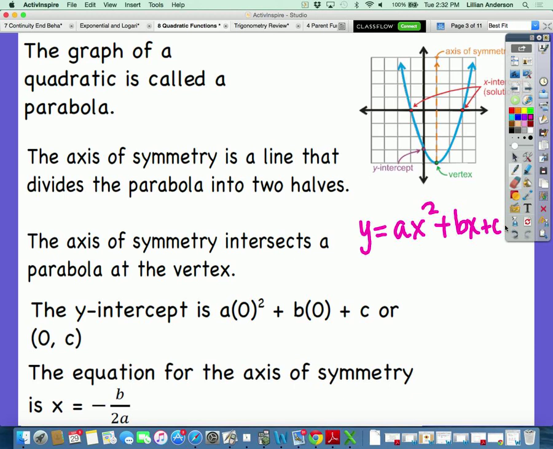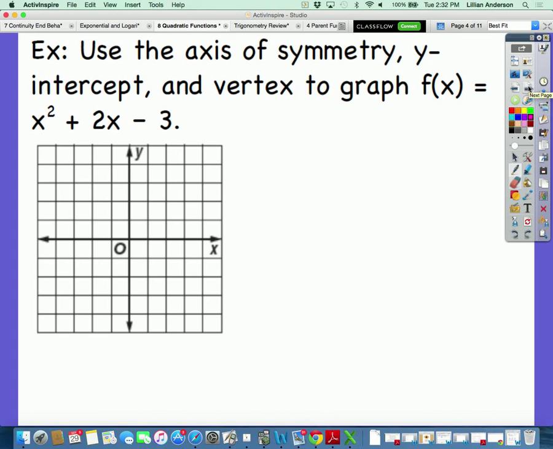Okay? Some of this, hoping, is review. Yes? Yes. Okay. Good stuff, good stuff. So, let's use the axis of symmetry, the y-intercept, and the vertex to graph that function that you guys see here.